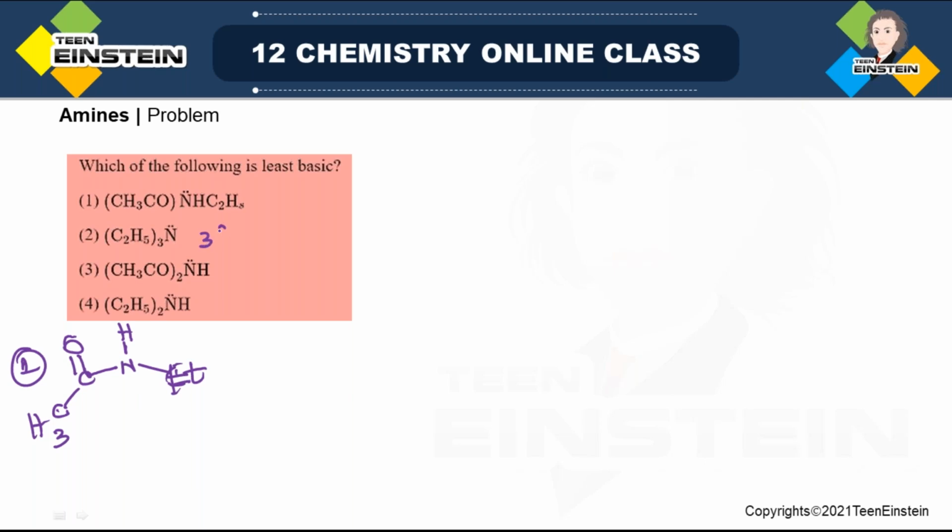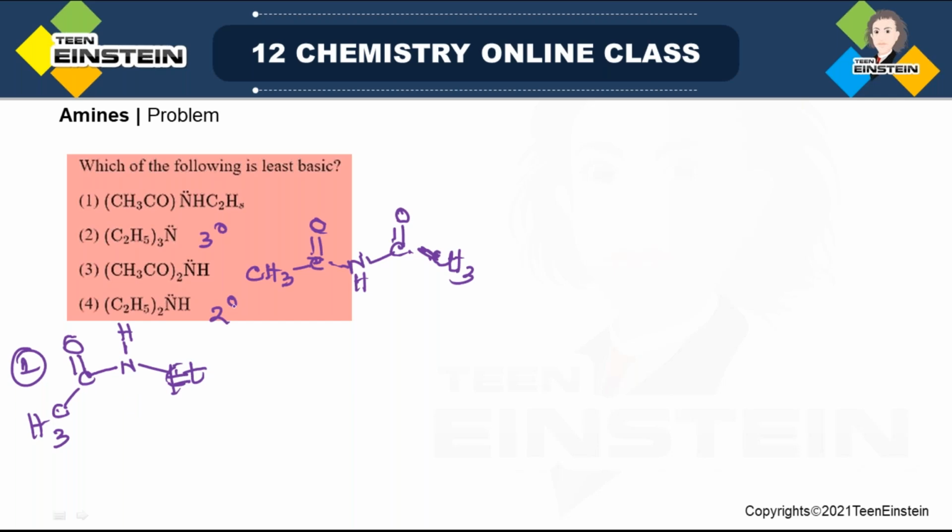Then we have a simple amine, which is R3N, where the R group is ethyl. Then we have option 3. This molecule is like this, CH3CO NH. This is actually a urea derivative because, sorry, not urea. Urea is NH2CO NH2, not urea. So this is as if an amide from both sides, right? And then we have a 2 degree amine.